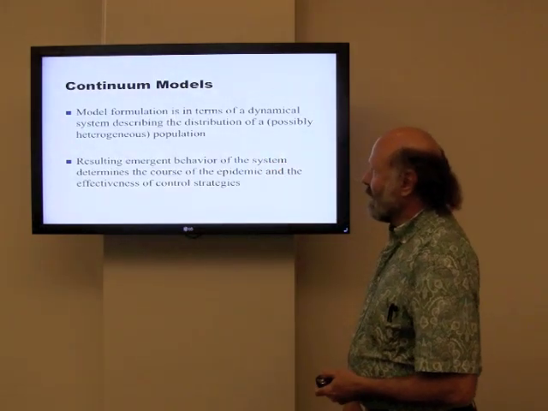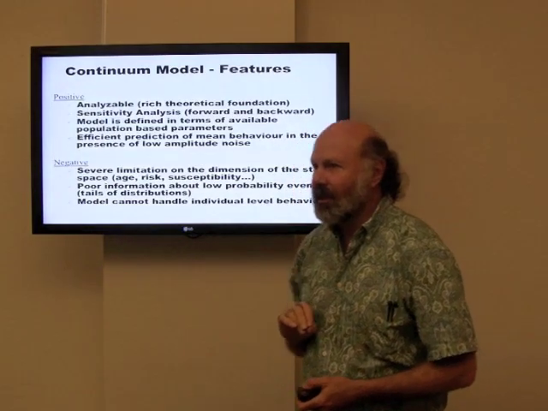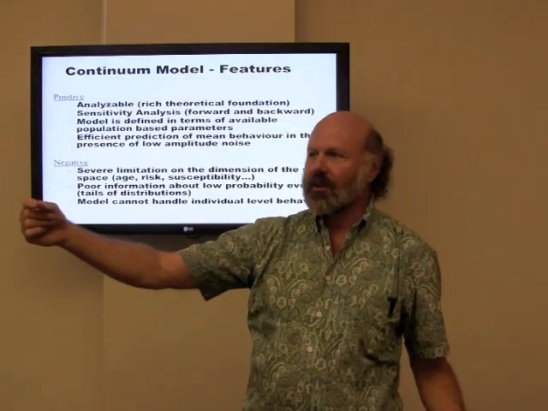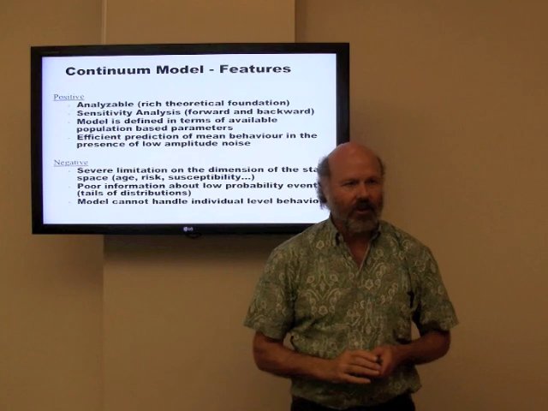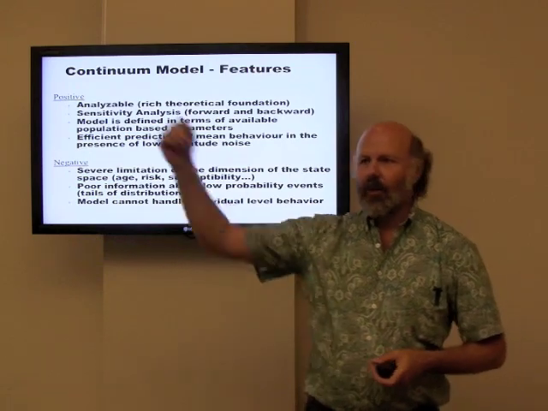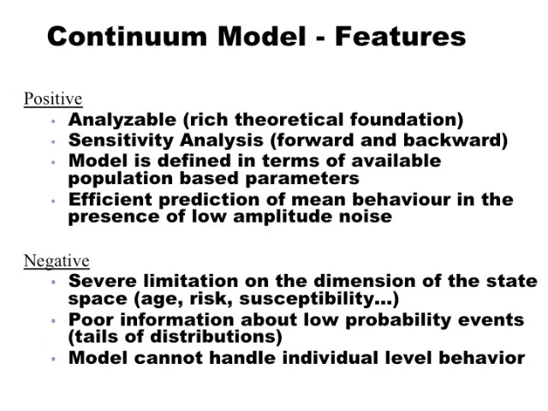Okay. The continuum models are great because we can form them in terms of the dynamical system, and we know everything about dynamical systems. We've been studying them for 100 years as scientists and mathematicians. We can analyze them. We know sensitivity analysis. Sensitivity means what is the change in our prediction with respect to a change in our assumption. If we assume that the virus is only 20% probability of infection per contact, if it's really 22%, how will our predictions change? We can solve those analytically. On the other hand, we have severe limitations in the amount of detail we can put in these models.